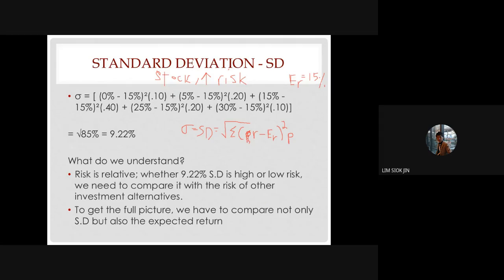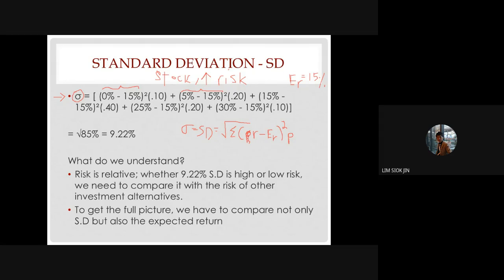So see how this is all put into numbers, you can see here. Okay, here. Sigma equals 0% minus 15%. 0% minus 15% means what? The return minus expected return. 0% minus 15% squared, times 0.1. 0.1 is the possibility of this happening. Okay? Going on to the second one, plus, because sum, plus 5% minus 15%, why? Return minus expected return squared, times the possibility of this happening.